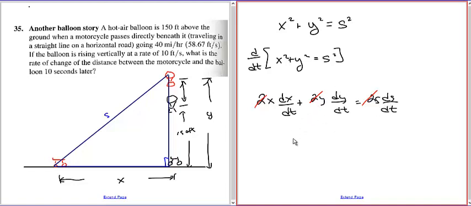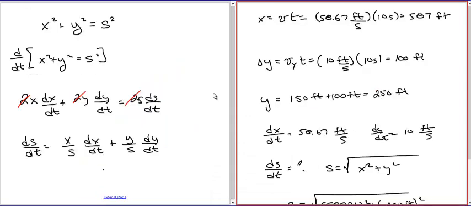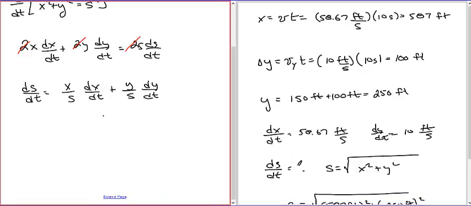And then we're going to solve for ds dt because that's what they're asking for. So to do that, we divide everything by s. So we'll get x over s dx dt plus y over s dy dt. And there we go. Okay, so that is the related rates, and you can see that I've got all this stuff here. I've got all the pieces to the puzzle. I just need to plug them in.